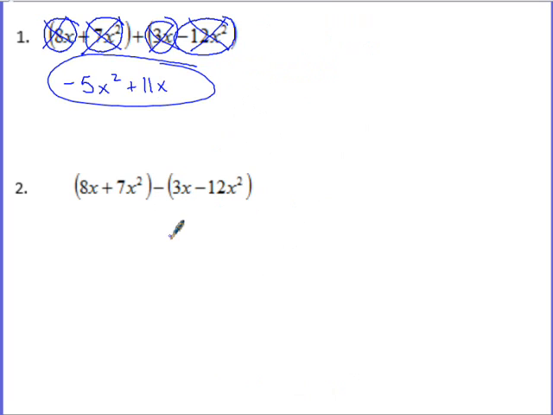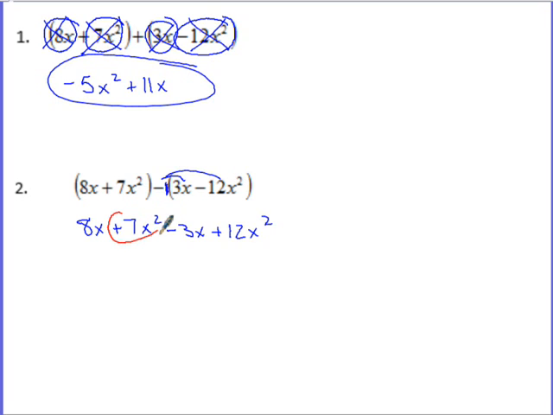Here we have a subtraction problem. What I would like for you to do is, instead of trying to subtract, because when we get these longer problems it gets confusing, okay? I want you to treat this like a -1 that you are going to distribute. So I still have 8x plus 7x squared. And now I have -1 times 3x, which is -3x, and -1 times -12x squared, which would give me positive 12x squared. Okay, and so now I'm going to combine my like terms.